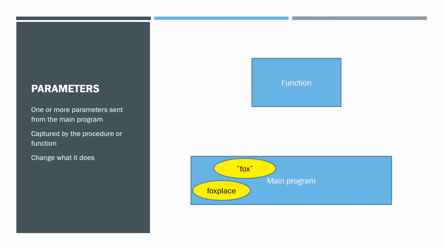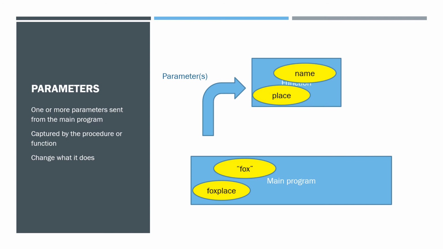So parameters are values that are sent up from the main program to a function or procedure, and they are caught by parameter names inside the function or procedure. Notice that the variables or values that are sent to the function need not have the same name as the parameters in the function itself. And the effect of these parameters is to change what the function or procedure does. So let's have a look at that in action.